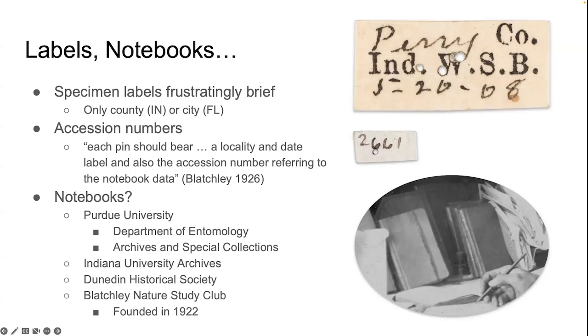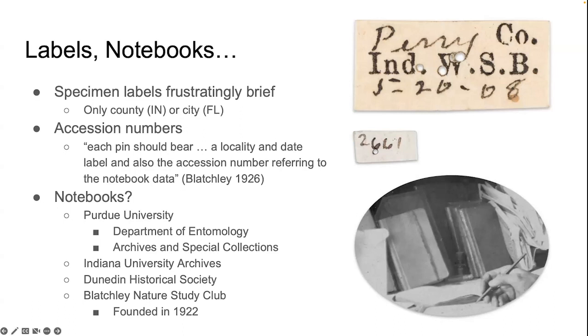And even in one of Blatchley's books, he mentions each pin below the specimen should bear not only the locality label, but an accession number. And Blatchley even notes that it should correspond to field notes, except that we don't know where Blatchley's notebooks, over 40 notebooks, are today.